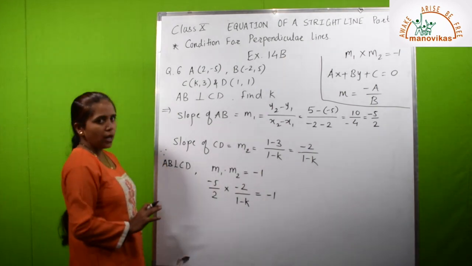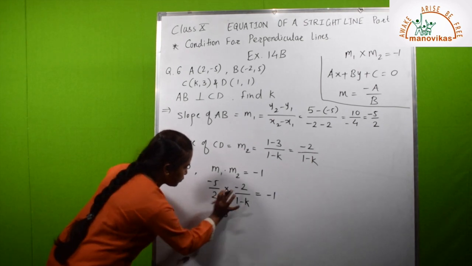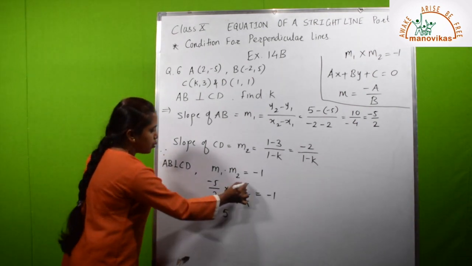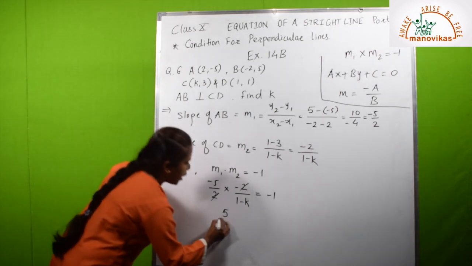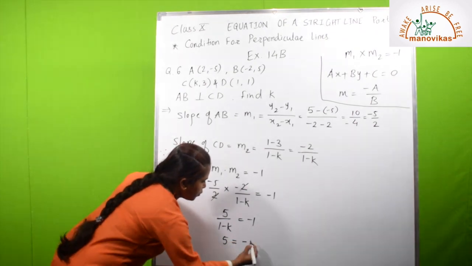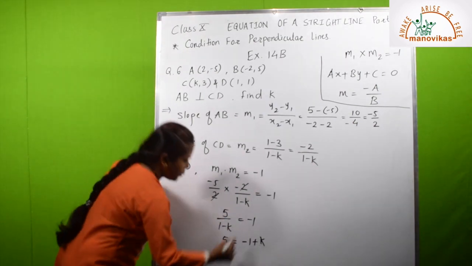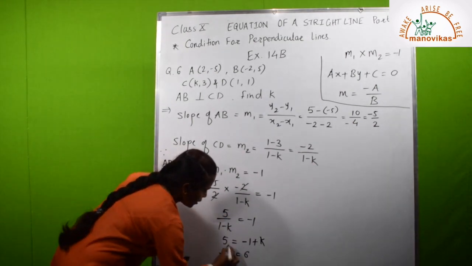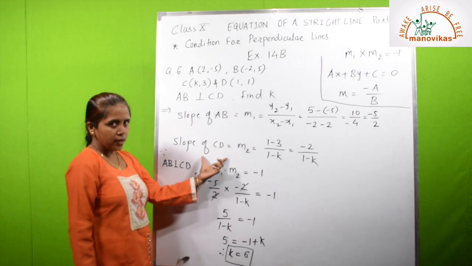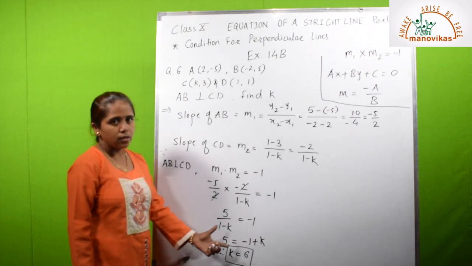Simplify this, you will get the value of k. So minus into minus, that is plus 5. Minus 5 into minus 2, so minus plus. This 2 gets cancelled. So plus 5 upon 1 minus k is equal to minus 1. So 5 is equal to minus 1 plus k. If you multiply with minus 1, you will get minus 1 plus k. Therefore k value will be 6. So using the slope of AB and CD, and given that AB is perpendicular to CD, we got the unknown value k, that is 6.